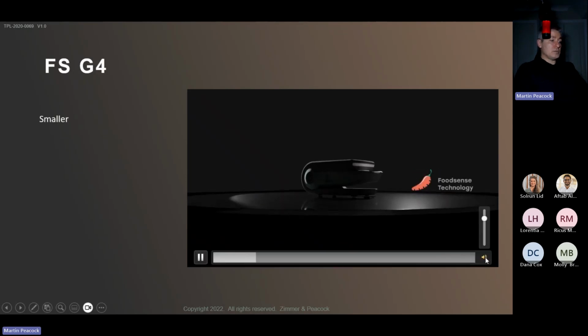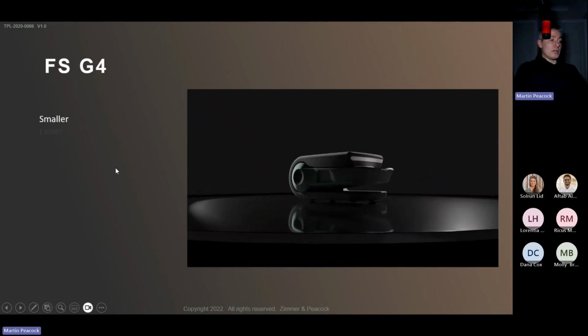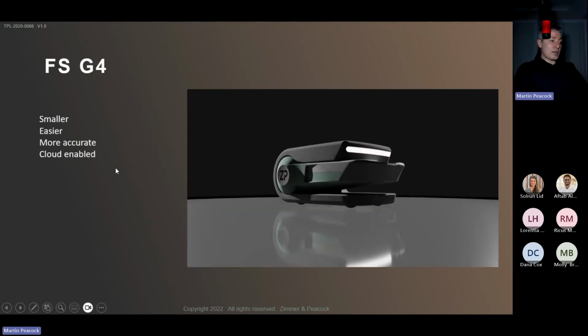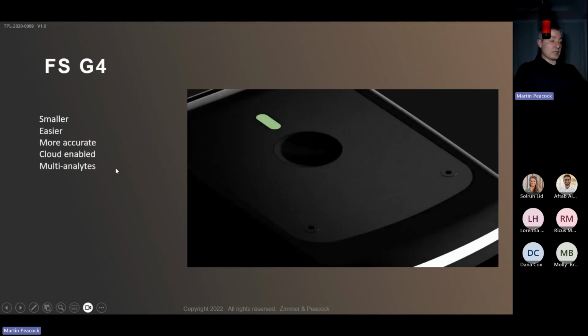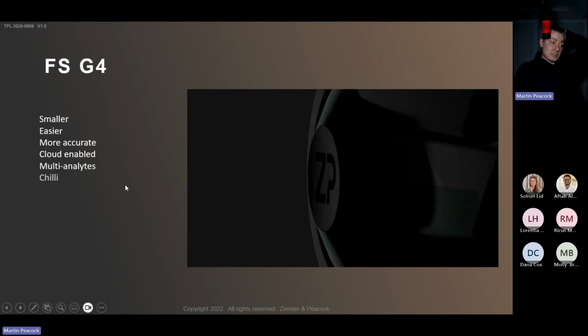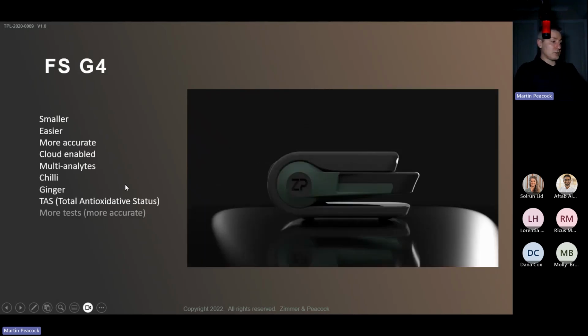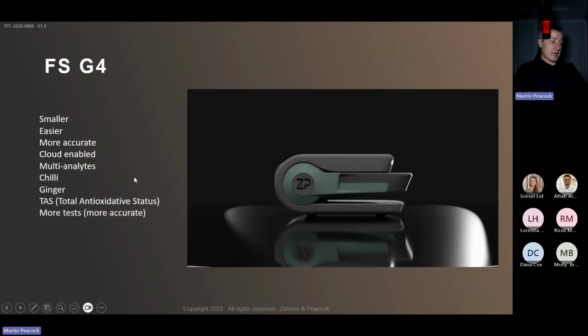So the FoodSense Generation 4 is smaller, it's easier to use, it is more accurate, and it is cloud enabled, which is great because we can actually support it. It is multi-analyte, in that you can do chili, ginger, and total antioxidative status, and it is more accurate, and we can back up the accuracy by looking at the raw data.